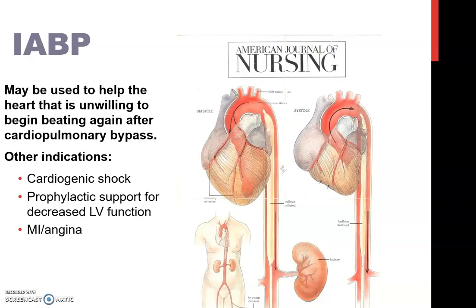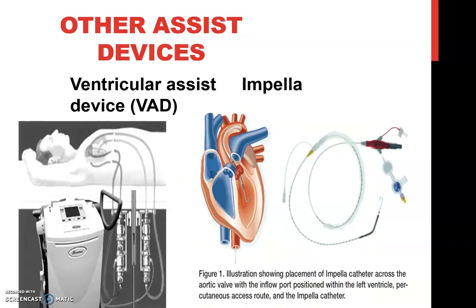I want you to remember that. You may see that in a future testing situation. Other devices I will not hold you responsible for, but just so you can see them and know what they are. This is an external VAD. These serve as atrium and ventricles for each side of the heart. The blood comes out, they pump it through and it goes back into the heart.